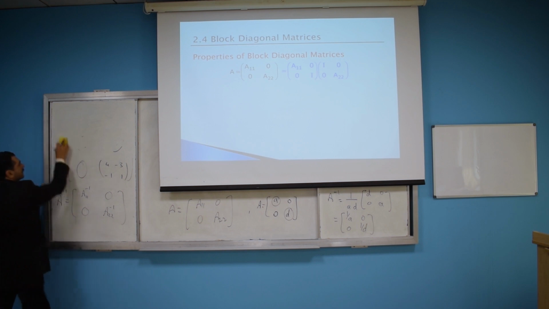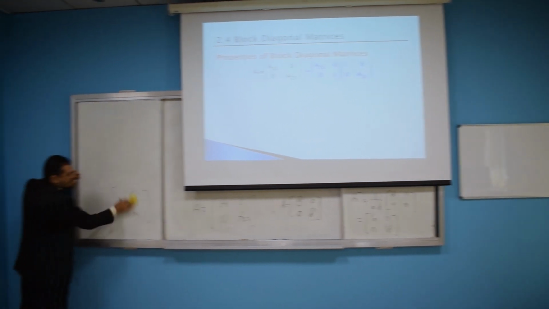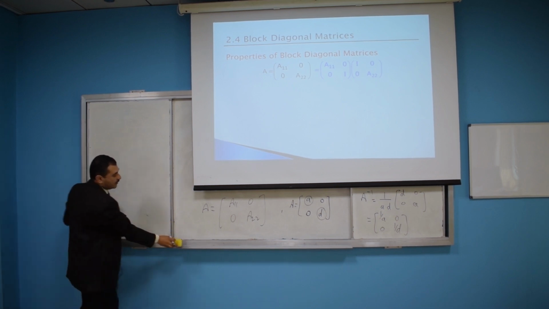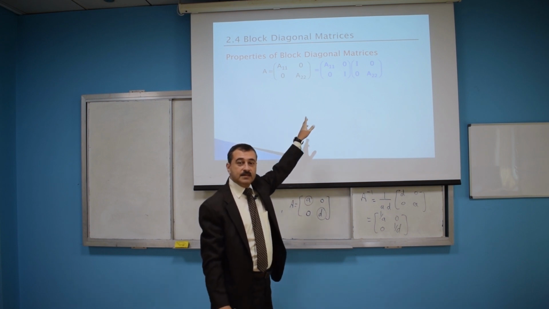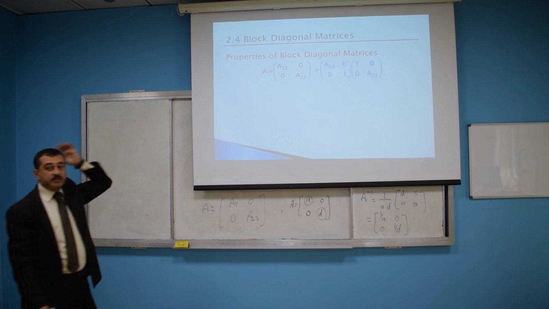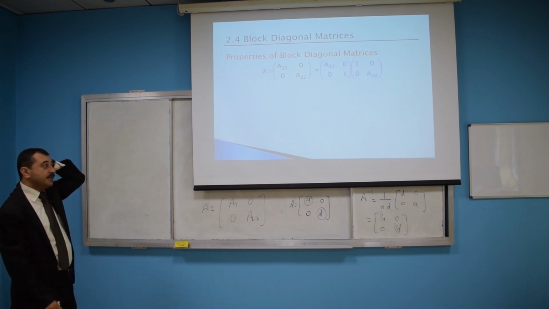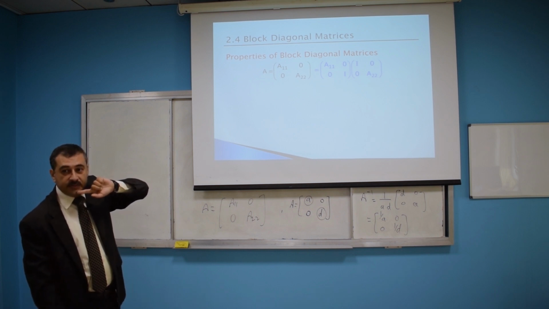The right hand side. If you multiply you will get A, right? So these guys are equivalent. So what is the benefit of writing the matrix this way? Because the right hand side I can simply find its determinant.